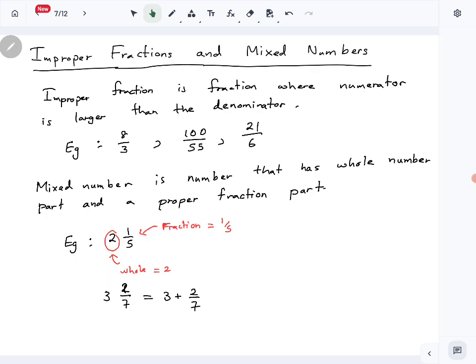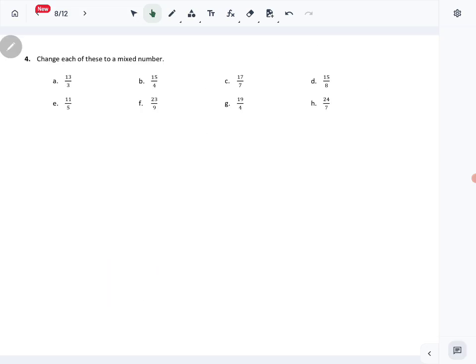So now we know what improper fractions and mixed numbers are. Now we should know how to go from an improper fraction to a mixed number, and from a mixed number to an improper fraction next. Okay, so let's look at how to do those. In question number 4, you are given improper fractions. You have to convert them into mixed numbers. So let's see how to do that.